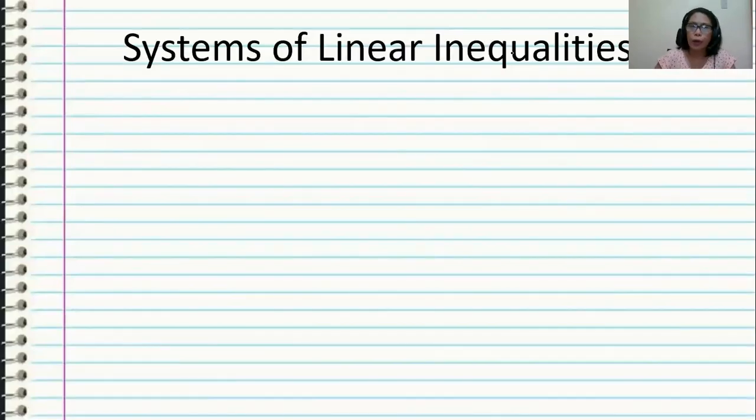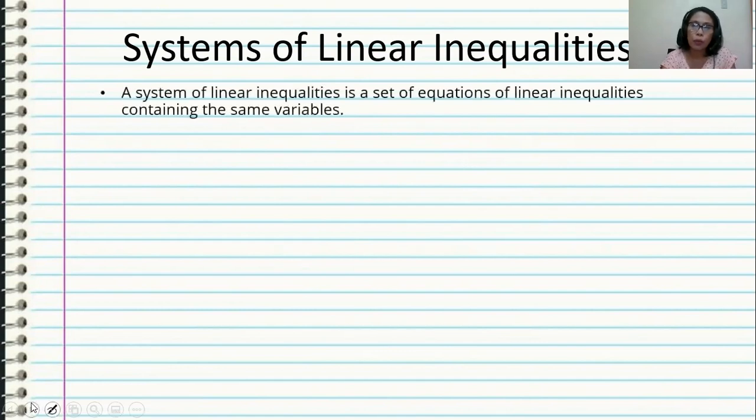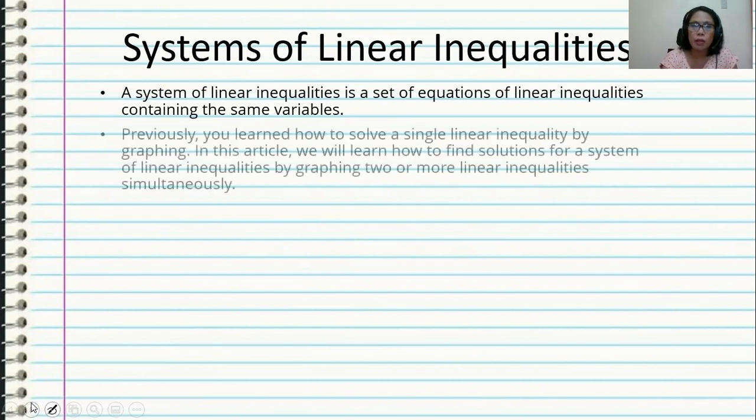Hi everyone, I'm going to discuss systems of linear inequalities. So last time you learned about sketching the graph of linear inequalities in two variables. So it would be easier for you now to understand how we work on the solution of systems of linear inequalities. Previously, you learned how to solve a single linear inequality by graphing.